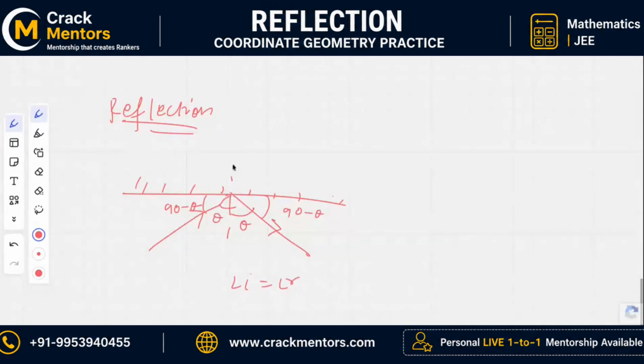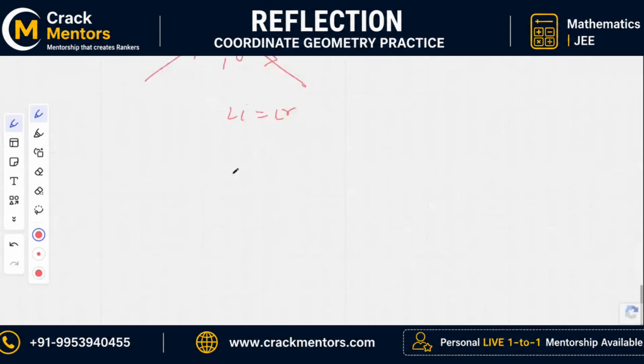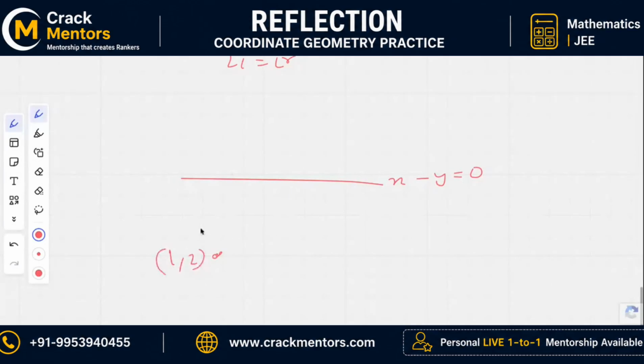So what we can do is, let's say you have been given this mirror. You have a point here 1 comma 2 and a point here 4 comma 6. It reflects and passes through this point. You have to find the reflection of this line.